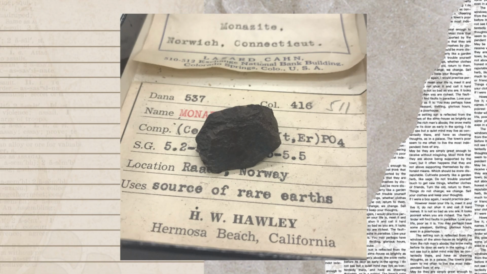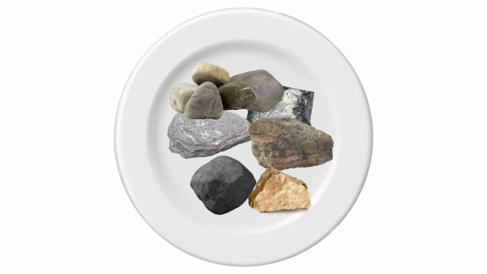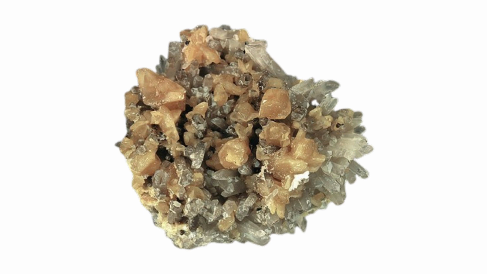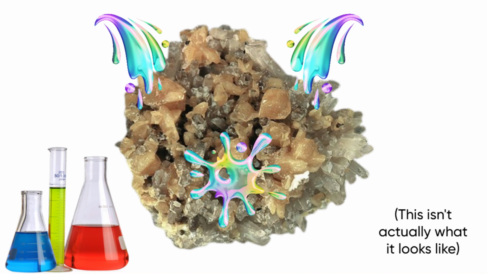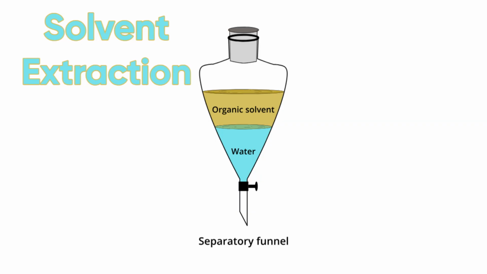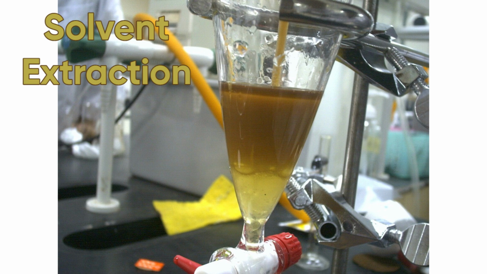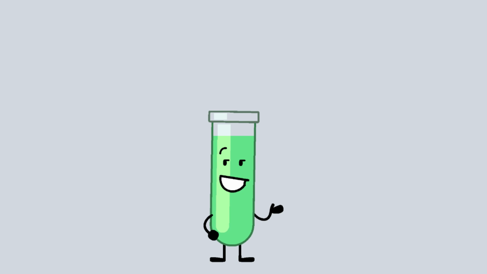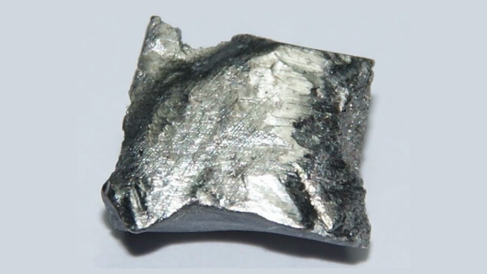Since terbium is not the only metal that exists in monazite, we need special processes to extract and separate terbium from the other elements. To do this, first, the monazite undergoes acid digestion, which is a technique for breaking down and dissolving solids. Once the monazite has been dissolved, the next step is solvent extraction. In this process, terbium can be separated from the other metals based on its solubility. Solubility is a unique chemical property that describes the metal's ability to form a solution with another substance. Once the terbium is fully extracted, it is ready to be used in smartphones.